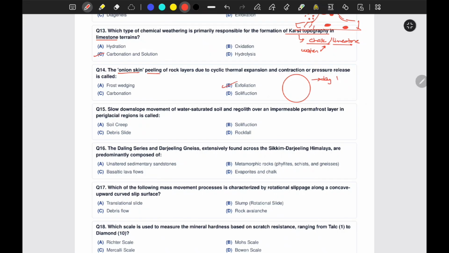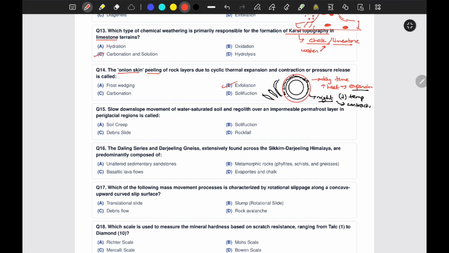What happens is that during daytime, due to increased heat, expansion occurs. See, when this rock expands, there will be some cracks. And then during the night time, due to lesser temperature, this rock contracts. When this rock goes through the cycle of expansion and contraction, it starts peeling off. So it starts getting smaller. The outer layer starts peeling off like an onion peel, and hence this process is known as exfoliation.